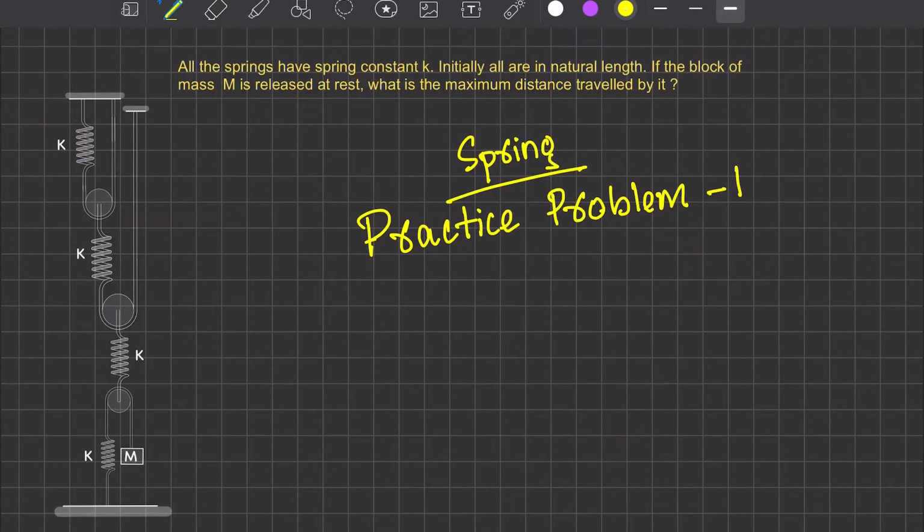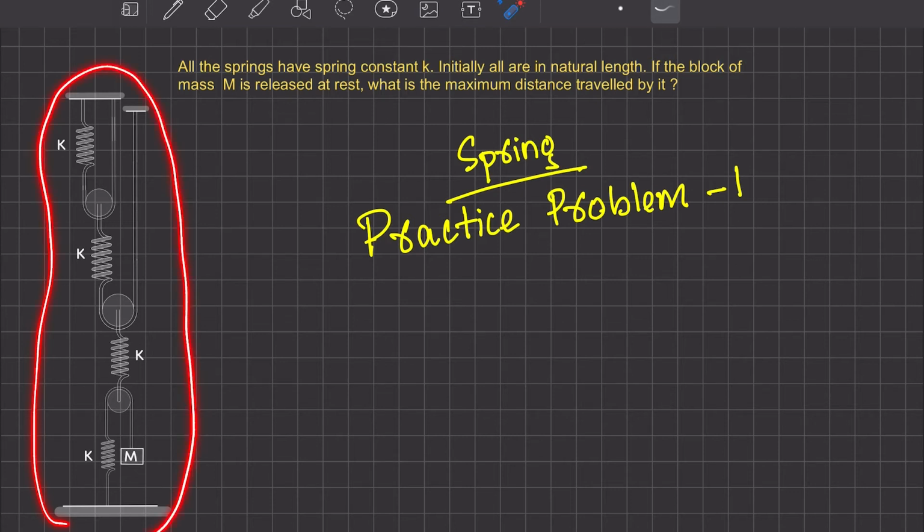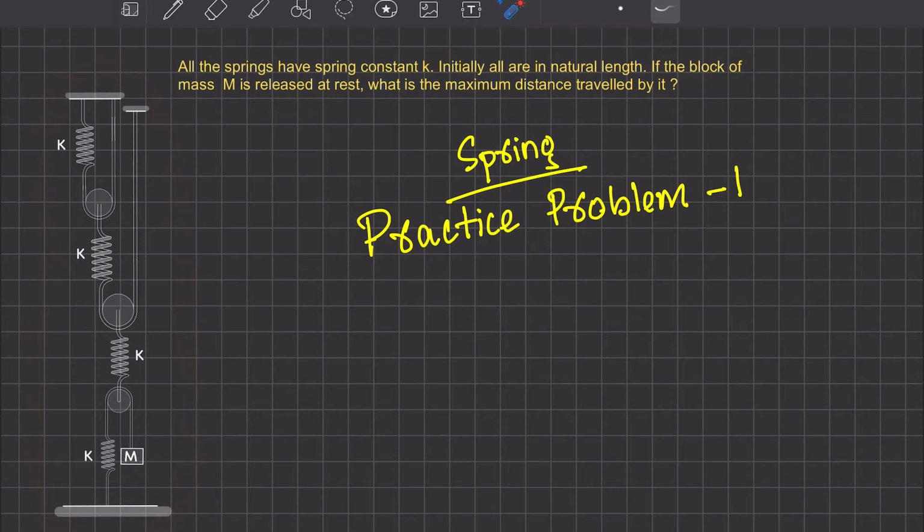Now here is a problem for you guys. There is a pulley and spring system given here, and all of the spring constants are k. Here there are 3 pulleys and 4 springs. All the springs are initially at natural length. If the system is released at rest, what is the maximum distance traveled by the block? This is the question, and the solution for this problem will be uploaded with the next video.